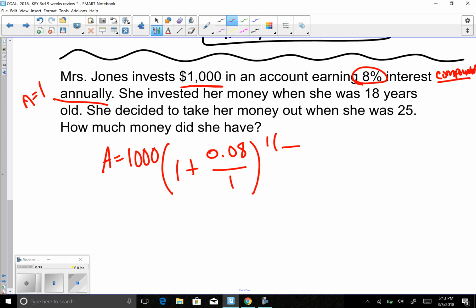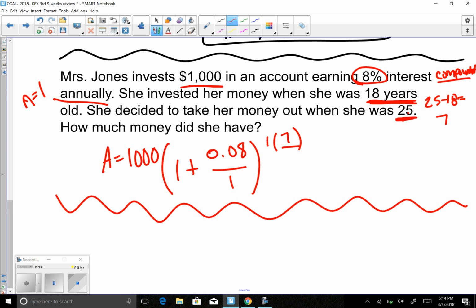It doesn't really tell you any time, but you see she invested at 18 years old and she's taking out when she's 25, right? So how long did that money sit? Well, from 18 to 25, 25 minus 18 is 7. So the amount of time is 7. And then you would plug that in. So just something else to think about.